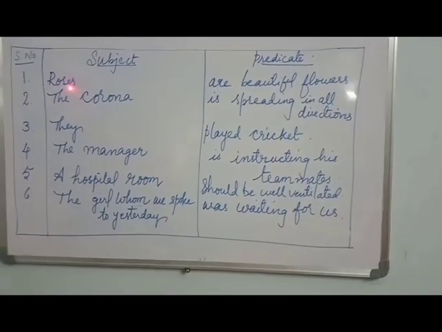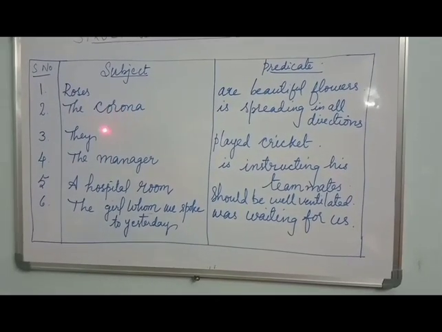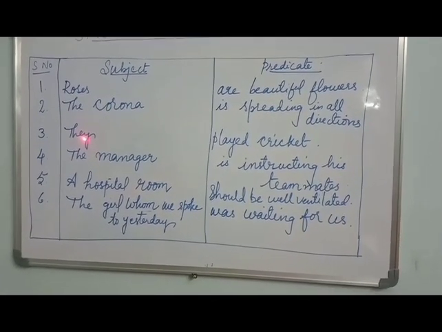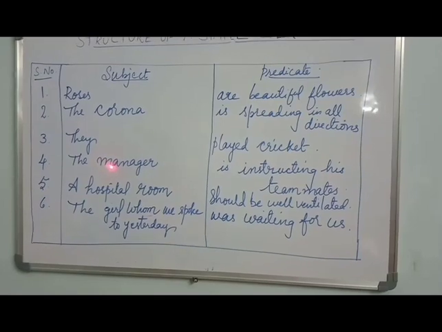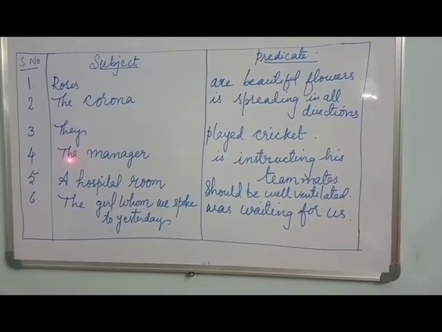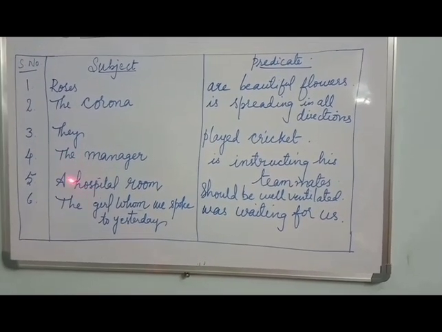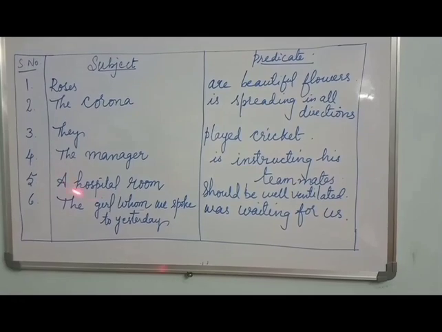Let's call the main subject the head subject. So, in the first sentence, the head subject is roses. In the second sentence, the head subject is corona. In the third sentence, the head subject is they. And in the fourth sentence, the head subject is manager. Manager is preceded by the article, the helper. In the fifth sentence, now again you have a subject complex.